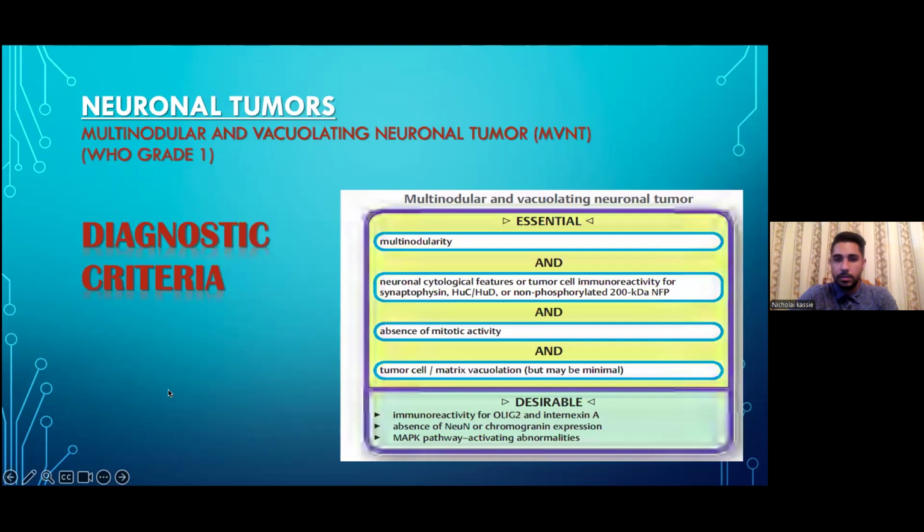In terms of diagnostic criteria, it is usually nodularity, neuronal cytological features, or tumor cell immunoreactivity for synaptophysin, or non-phosphorylated 200 kDa NFP and HuC/HuD. Also, the absence of mitotic activity, and lastly, tumor cell/matrix vacuolation, but it may be minimal. What is desirable would be immunoreactivity for OLIG2 and internexin alpha, absence of NeuN or chromogranin expression, and lastly, MAPK pathway activating abnormalities.